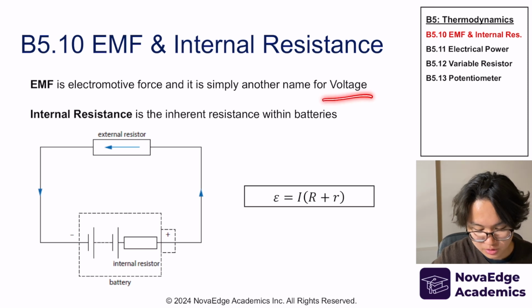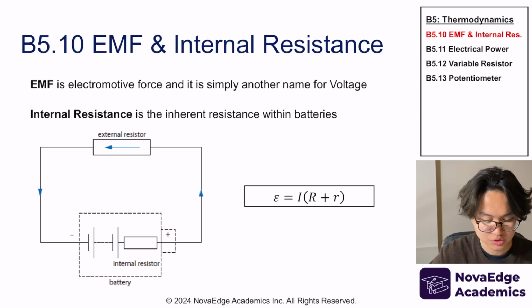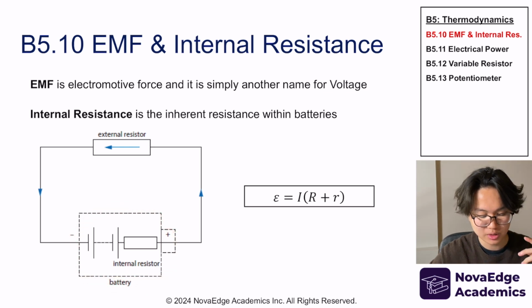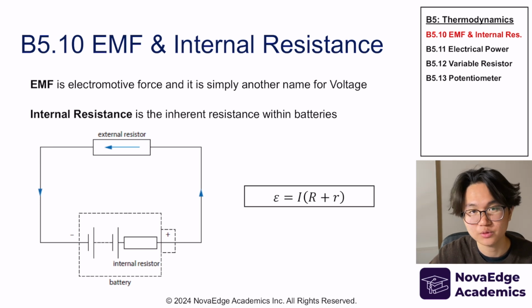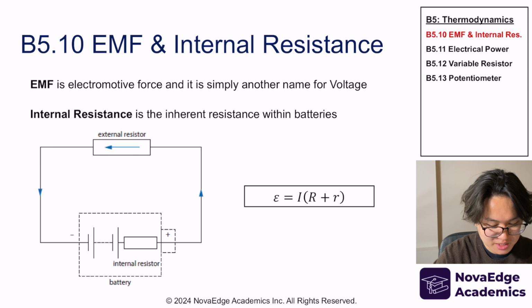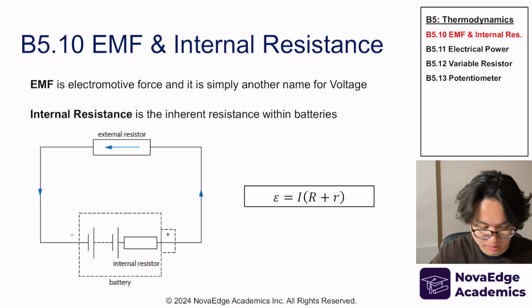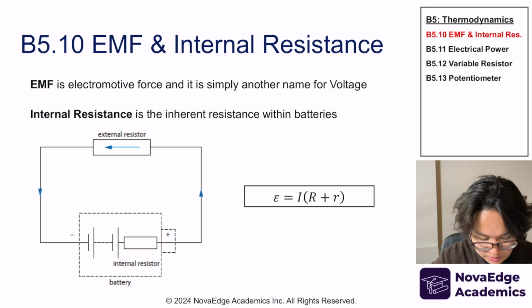EMF is just another name for voltage. It's electromotive force, and it applies when we talk about a battery. So when we say a battery has this much EMF, we're saying that the battery has this much voltage. But we'll never say a resistor has this much EMF, because that's just not how it works. A resistor does not have an electromotive force, right? It's a battery that's pushing the current. So that's the reason why we differentiate them.